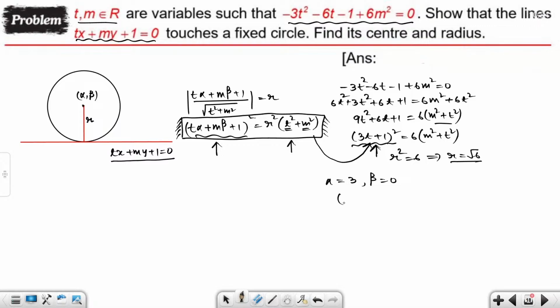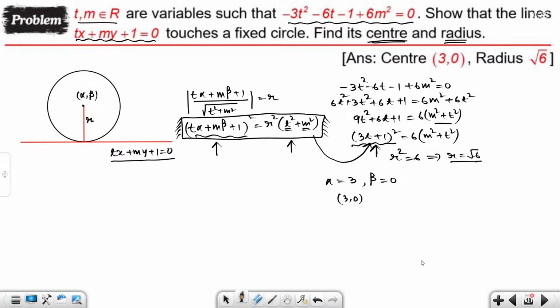Therefore, what is the center of that fixed circle? It's (3, 0). Am I correct? It's (3, 0). And what is the radius of that circle? It's root 6. Finished. And that's exactly what they want. They want the center, they want the radius. That's exactly what we have done. Is it clear to all? It's a very nice sum. You have to understand and you have to adopt the method that I have done.